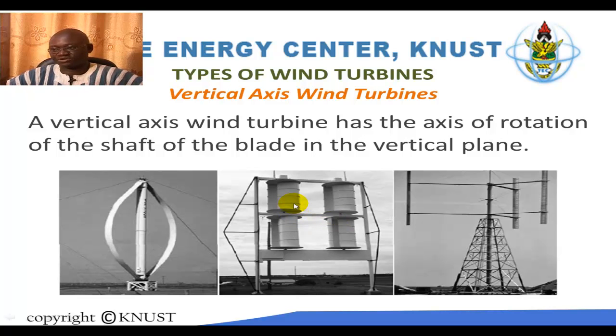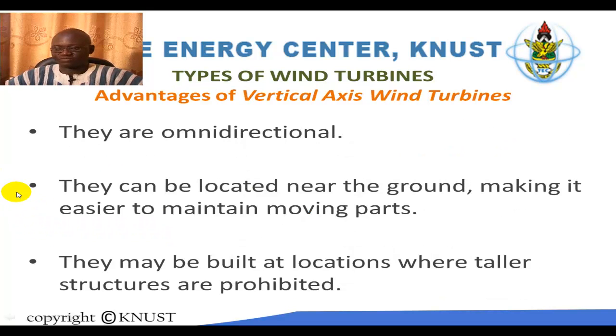I'm sure when you get online and run a search for vertical axis wind turbines, you can see different variations in designs. But the basic principle is the same. They all have the axis of the shaft carrying the blade lying in the vertical plane. I think now none of you have any problem with the vertical and the horizontal. They're quite straightforward. So these are some advantages of vertical axis wind turbines.